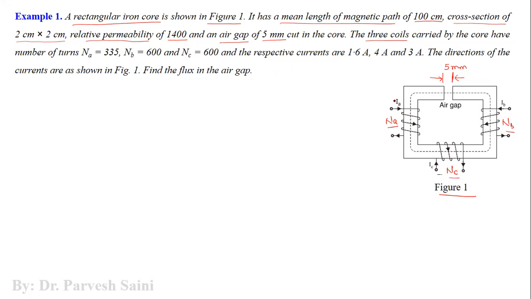Now the current in this coil is, let us say, 1.6 ampere. The current in this coil is 4 ampere, and the current in this coil is 3 ampere. And the direction of the current is also shown. Now we have to find out the flux in the air gap. Let us try to find out the solution of this particular question.